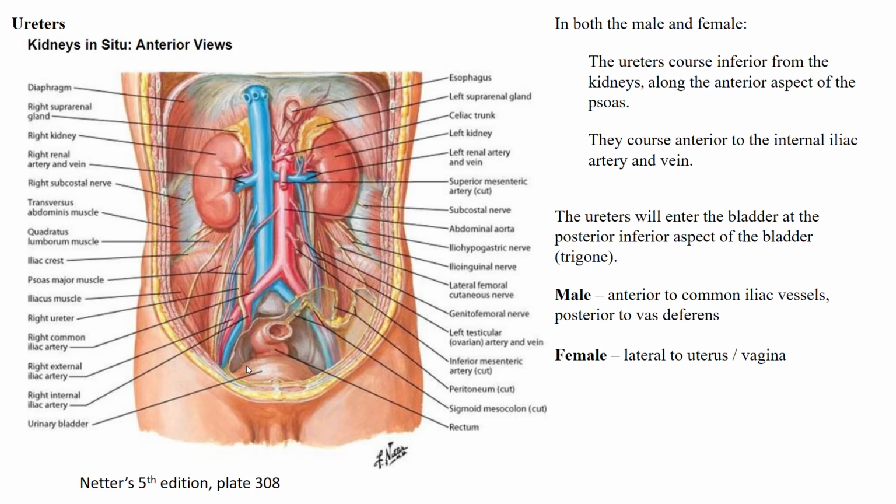In the male, the ureters course anterior to the common iliac vessels and posterior to the vas deferens. So they course anterior to the iliac vessels, and then the vas deferens, I'll show you in just a moment, on the posterior side of the bladder, they course posterior to that. In the female, the uterus and the vagina sit right about here, and the ureters course lateral to the uterus and vagina before they insert into the bladder.